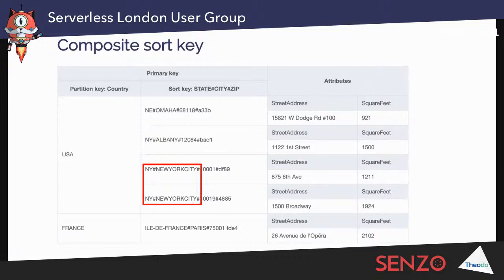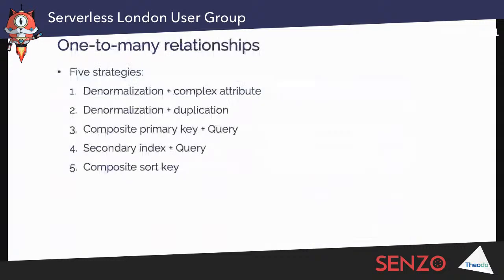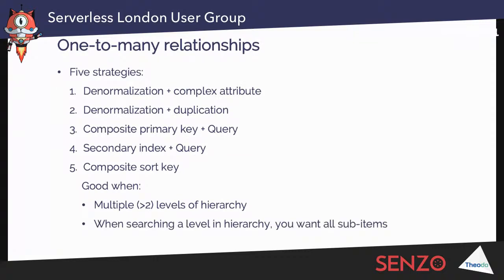So I could do that here and just say, hey, make that sort key start with New York hash New York City. Or maybe I want to get down to a particular zip, and I can do that as well. So I can search at different levels of granularity here. And that's the important part for the composite sort key. You have multiple different levels of hierarchy. We have country, state, city, zip, and you want to search at all these different levels. And when searching at a level in that hierarchy, you want all the sub items as well.